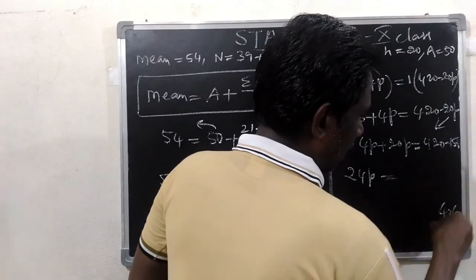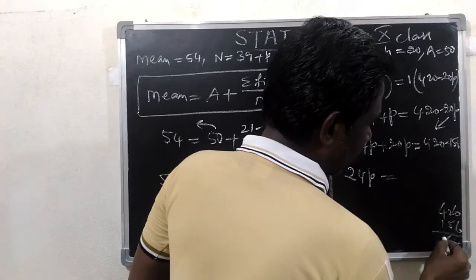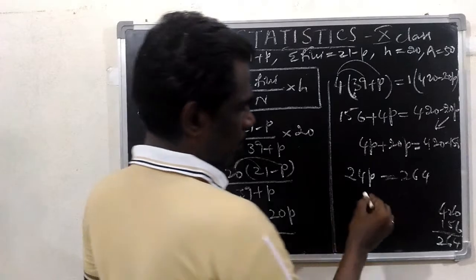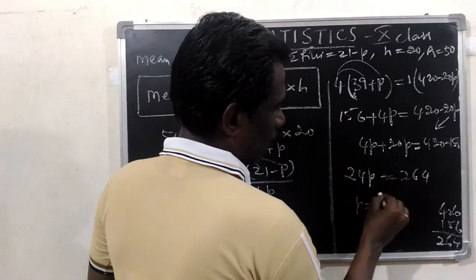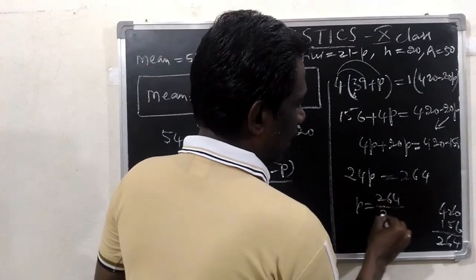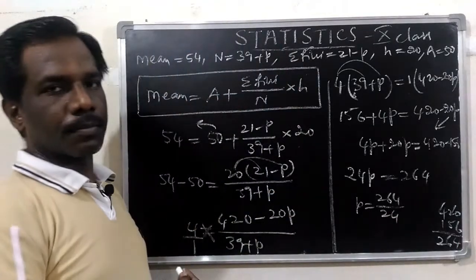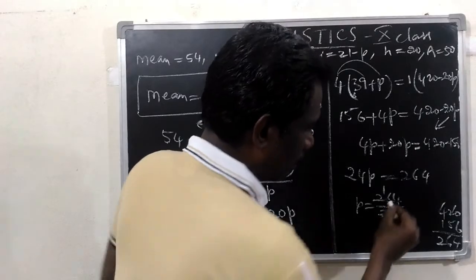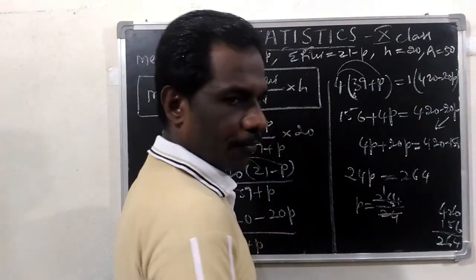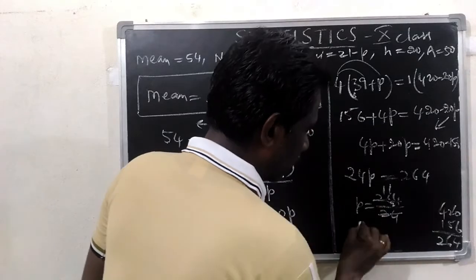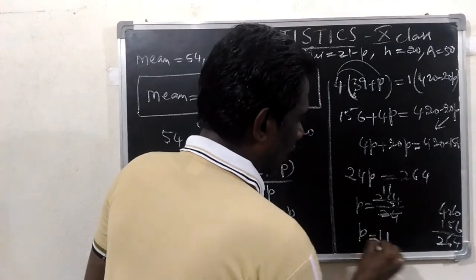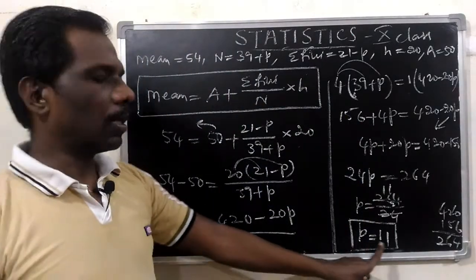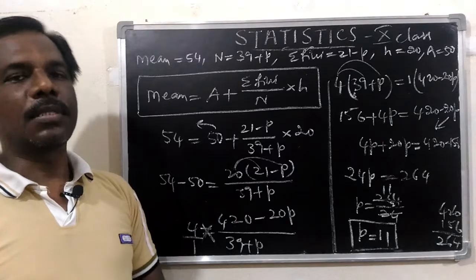It is a 4 and 11. It is 6. 3 minus 1 is 2. 264. Then p is equals to 264 by 24. If we cancel it, 24 ones are 24. 2 remains. Again it is 24. 24 ones are 24. So p is equals to 11. Therefore, p is what? 11. This is the missing frequency.